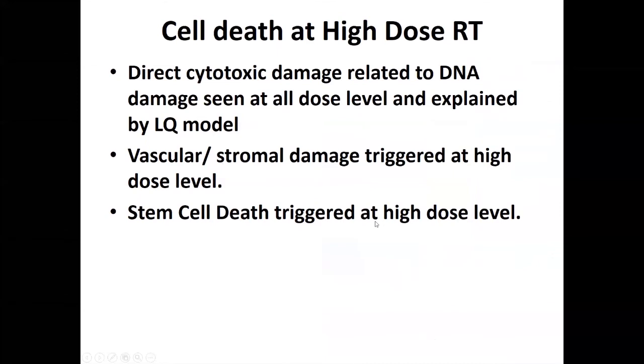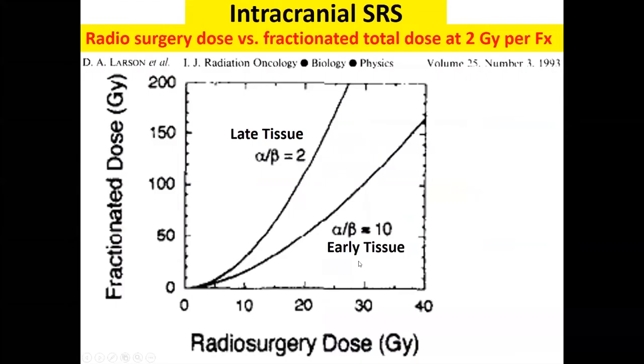So if I just summarize, based on the cell survival curve, the linear quadratic model, and other processes of cell kill, what are the processes of cell kill at high dose of radiation? Two processes, alpha and beta, remain the same as we see in fractionated radiotherapy. The third process is vascular damage. The fourth process is stem cell death, triggered at high dose level. So these are basically the four processes.